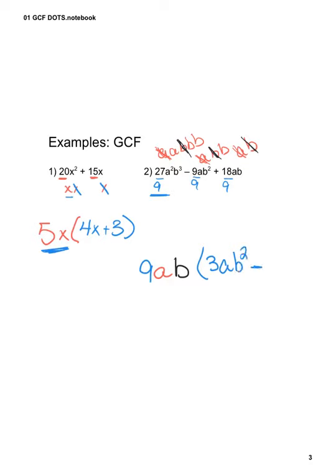Then I'm going to write minus. If I look at the second term, 9 divided by 9 is 1. So I could put a 1 if I want. I don't have to. I took out an A and a B. Up here where I crossed them out, I only have a B. And if I look at the last term, 18 divided by 9 is 2. And I took away both the A and the B, so that is my answer when I factor.